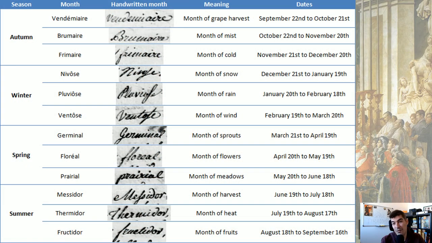And also, this is a curious thing that the first Republicans made. They changed the calendar and made this French Republican calendar. They changed the name of all the months: Vendémiaire, Brumaire, Frimaire, Nivôse, Pluviôse, Ventôse. My French pronunciation is invented, as you know.